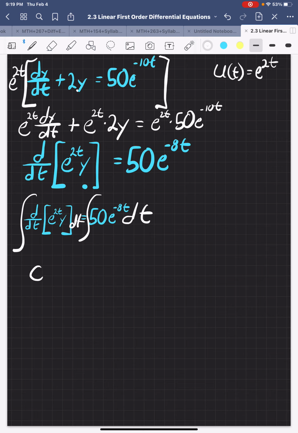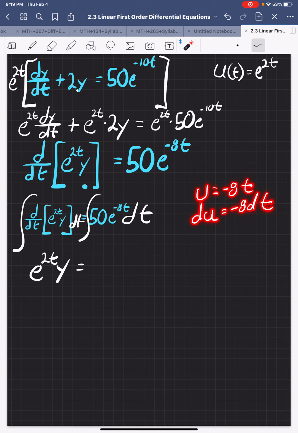So that leaves me with e to the 2t y is equal to, well, let's see here. So this is one of those scenarios. Of course, you can bring the 50 out front. You would let u equal negative 8t, so that du is equal to negative 8 dt. So you're going to have to multiply. In other words, we're missing the negative 8, so we have to multiply by negative 1/8. All right.